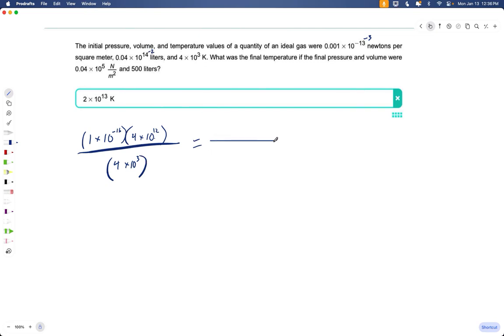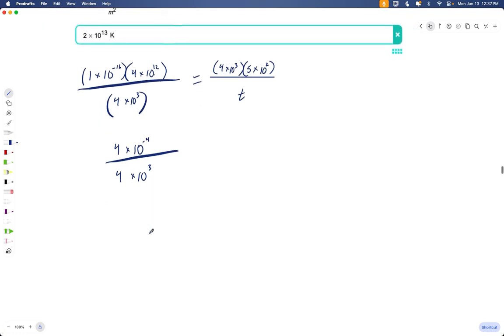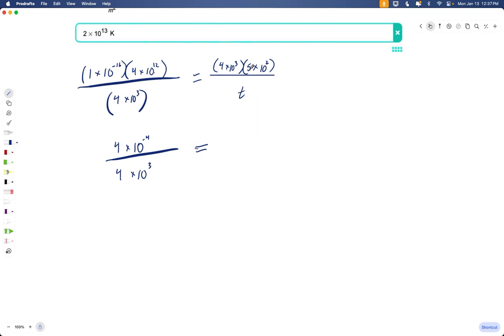Got to find the final temp. Pressure was 1 times 10 to the minus 2, so 4 times 10 to the third power, and 500 liters. So when you put that in proper form, 5 times 10 squared over T. All right, so 1 times 4, that's 4 times 10, and we've got negative 16 and positive 12, so it's negative 4 over 4 times 10 to the positive 3 equals 20 times 10 to the 5th power over T.